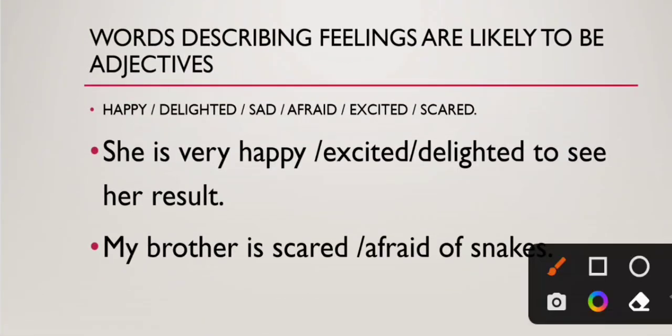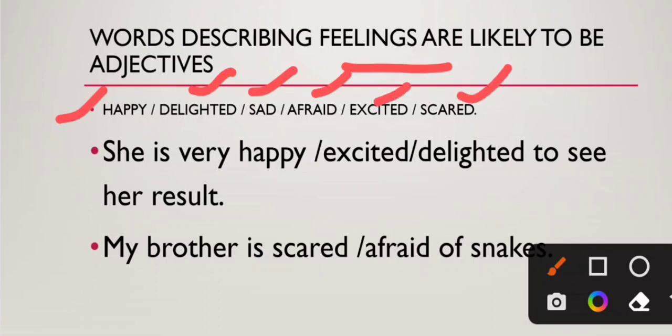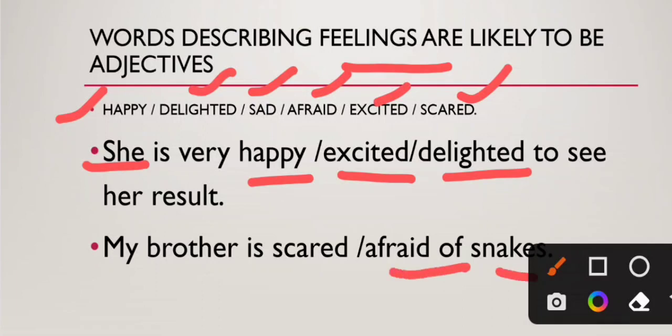Words describing feelings are also likely to be adjectives, like happy, delighted, sad, afraid, excited, scared. They are all adjectives because they express feelings. "She is very happy. She is very excited. She is very delighted." So these 3 adjectives are describing the subject. "My brother is scared, afraid of snakes." Afraid of what? Snakes. So afraid and scared are adjectives.